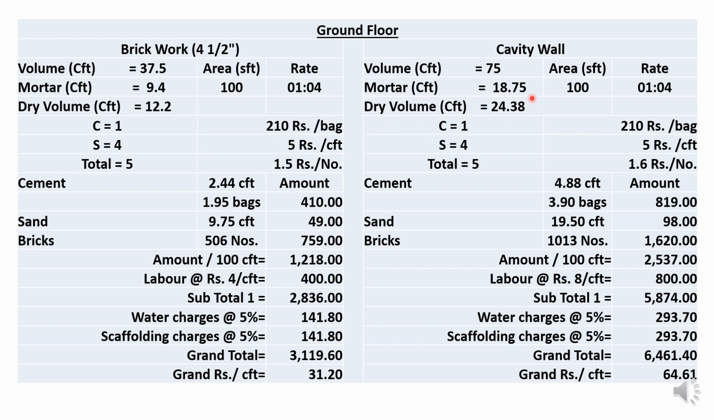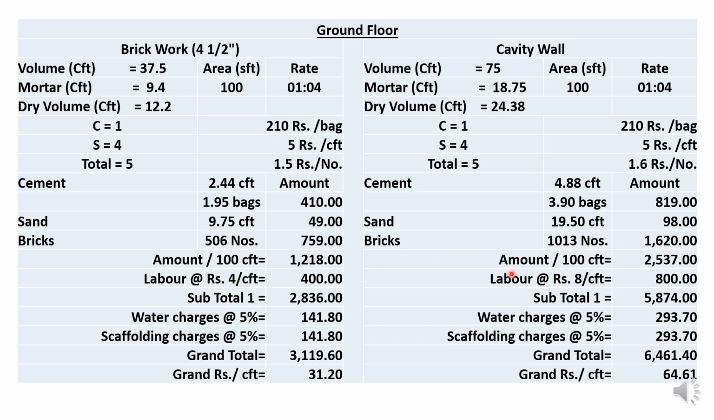Cavity wall. Volume of CFT is equal to 75. Mortar will be 18.75 CFT. Area is equal to 100 SFT. Rate is equal to 1:4. Dry volume 24.38. Cement 210 rupees per bag. Sand 5 rupees. Bricks will cost you 1.6 rupees per number. Cement 390 bags will cost you 819 rupees. Sand 1950 at the rate of 98.